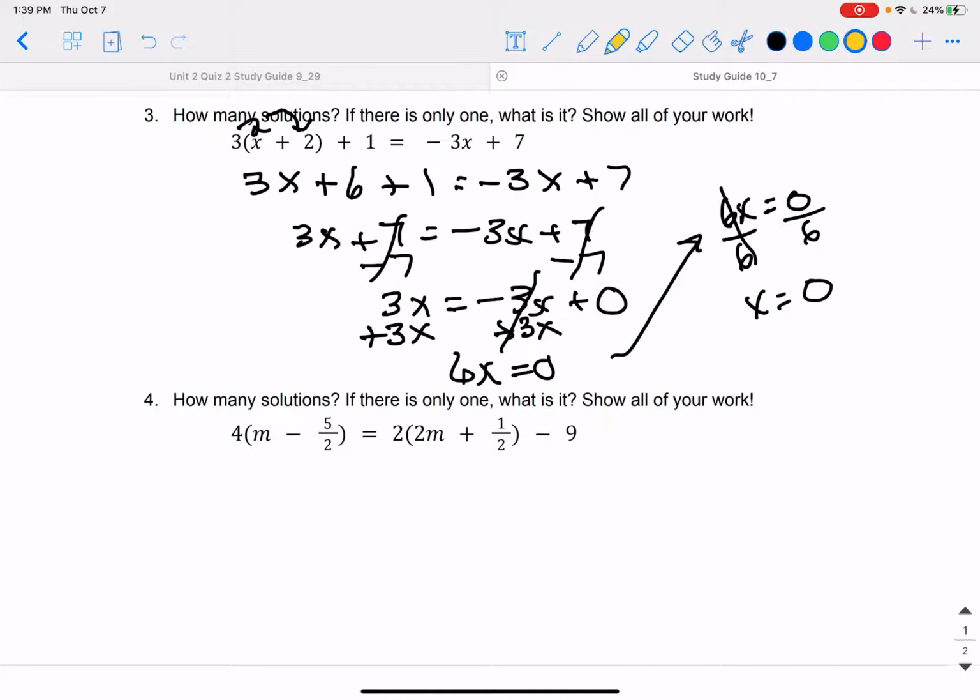Okay? So x equals 0, which means there is one solution.